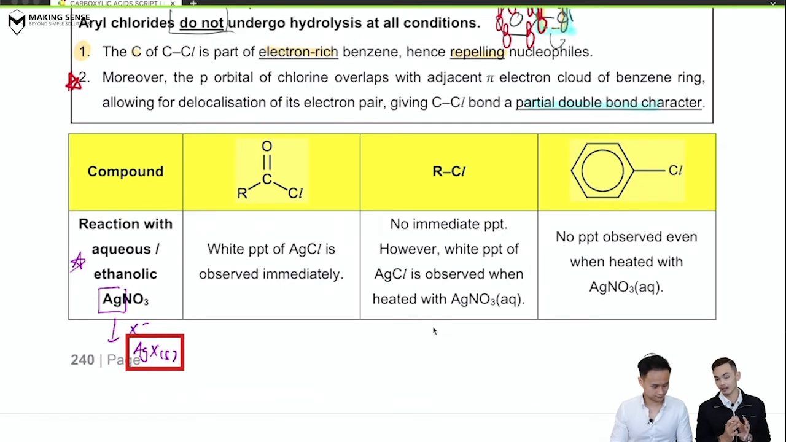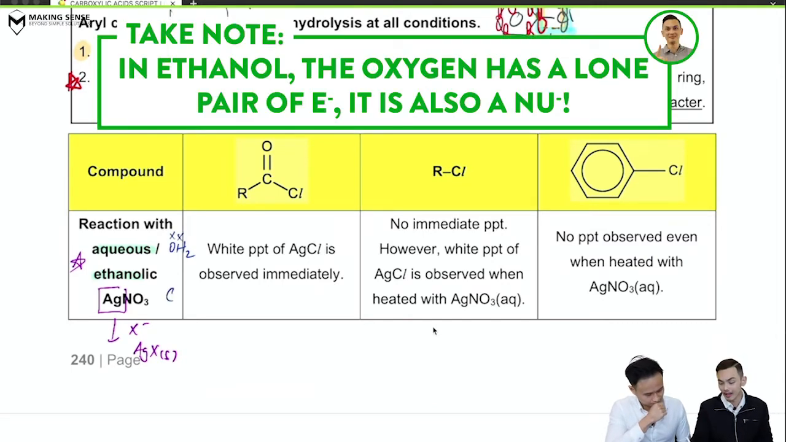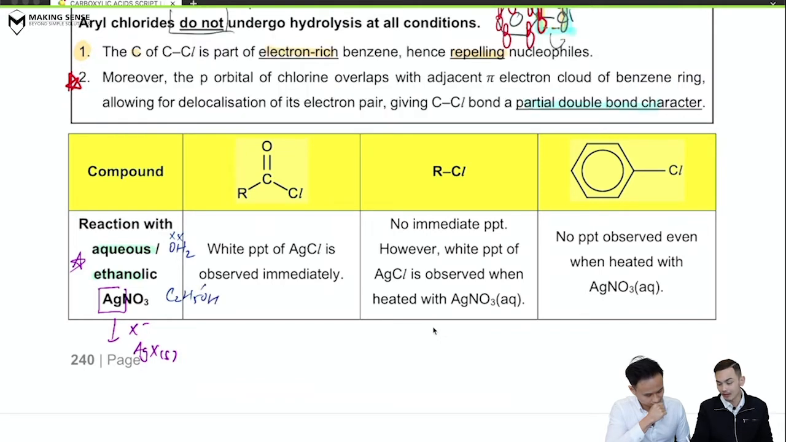I think most students are able to recognize this, but they're not able to recognize that you are also throwing in either aqueous or ethanolic solvent. If it is aqueous, aqueous contains water, and therefore water is going to behave as a nucleophile. Alternatively, you could also be using ethanol. Ethanol, for the same reason, the oxygen has a lone pair, so it will be a nucleophile as well. So guys, we need you to realize that when you add in ethanolic or aqueous silver nitrate, you're adding two things. Number one, you're adding in the nucleophile, and number two, you're adding in the Ag+ for precipitation at the same time.